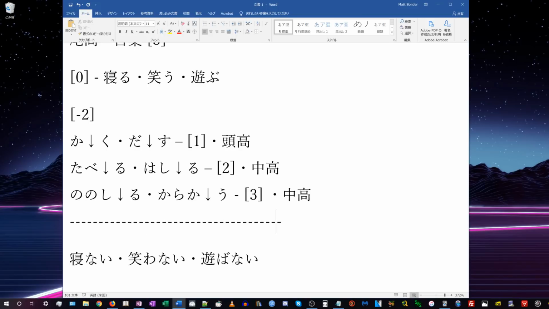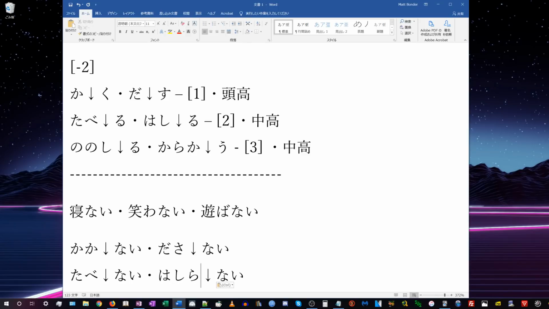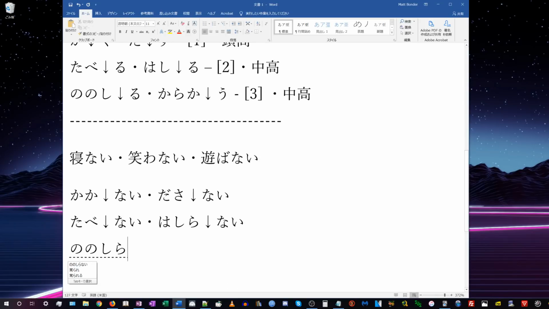Now, for non-heiban verbs, it's going to drop before the nai, and it doesn't matter how many syllables long the verb is. So if we have kakanai, then the drop is going to be before the nai. Same thing with dasanai, it's going to be before the nai. Tabenai, it's going to be before the nai. Hashiranai, before the nai. Shiranai is before the nai, and karakawanai before the nai.